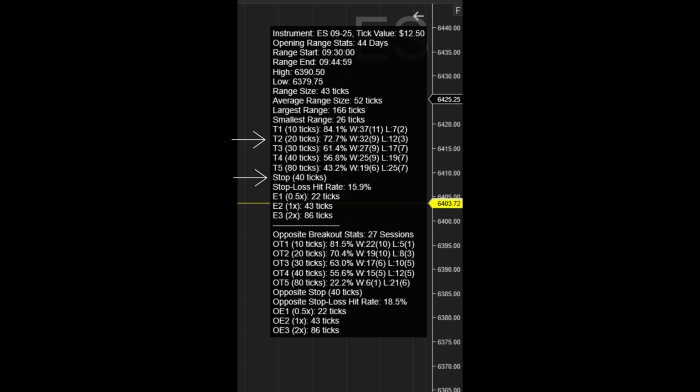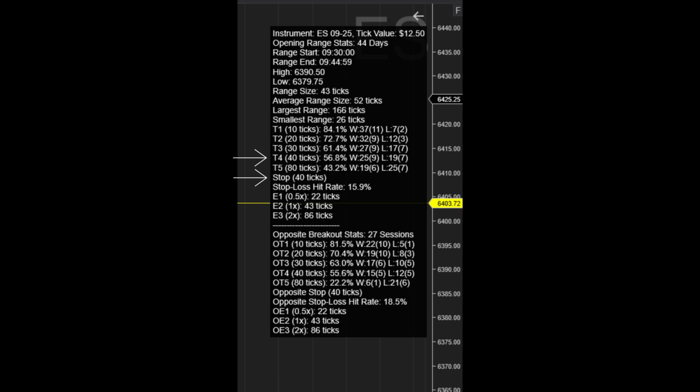We can see that that was a total of 32 wins with a streak of 9, and 12 losses with a streak of 3. As we head down here, we have our target 4, which is a 40 tick target against our 40 tick stop. So this is generally just a straight 1-to-1 risk reward across the board.